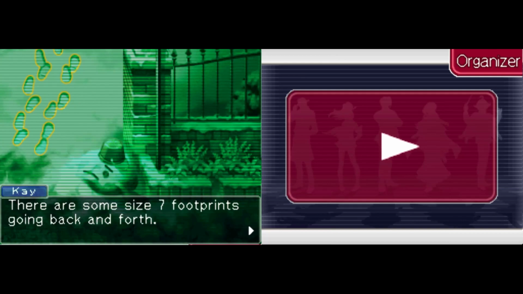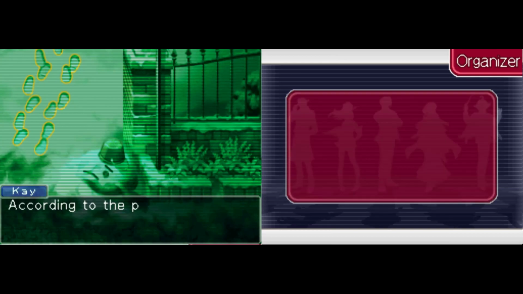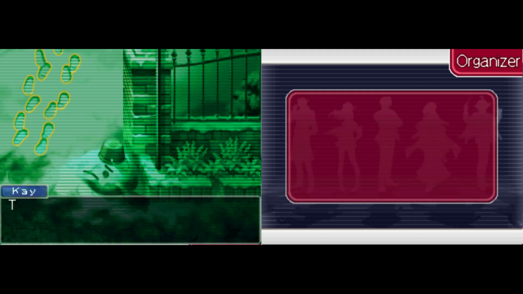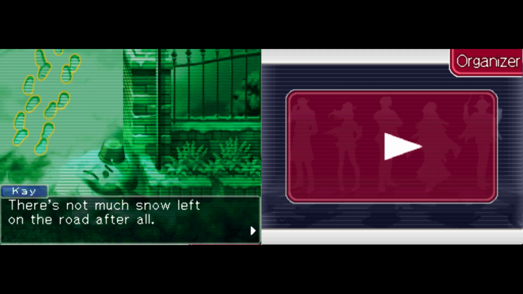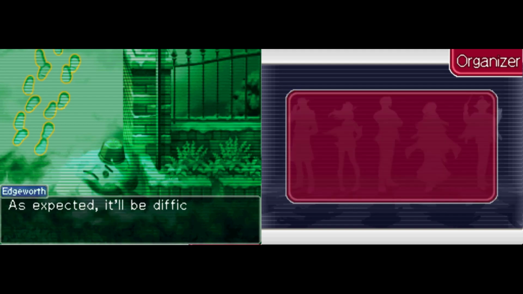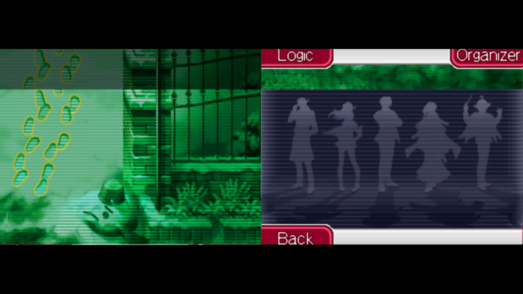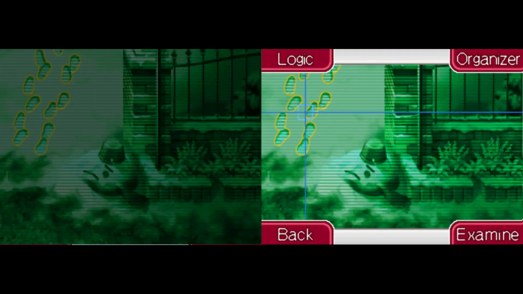There are some size 7 footprints going back and forth. According to the police files, these are the culprit's footprints. Indeed, they seem to grow faint and disappear as they approach the road. There's not much snow left on the road after all. As expected, it'll be difficult to determine who these footprints belong to. Well, that wasn't very helpful.